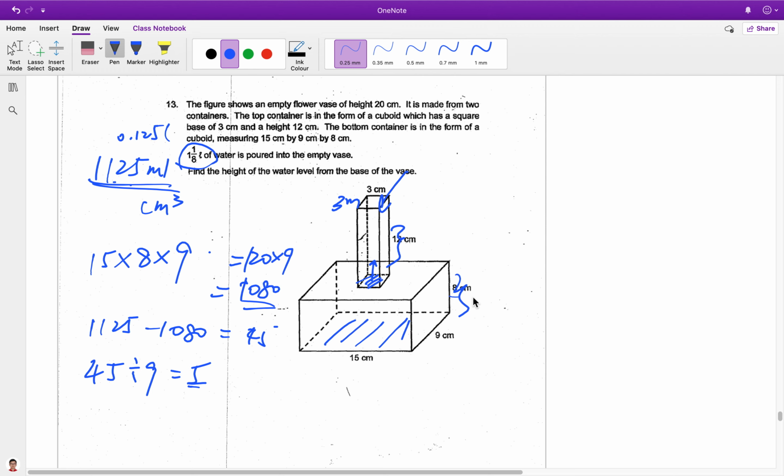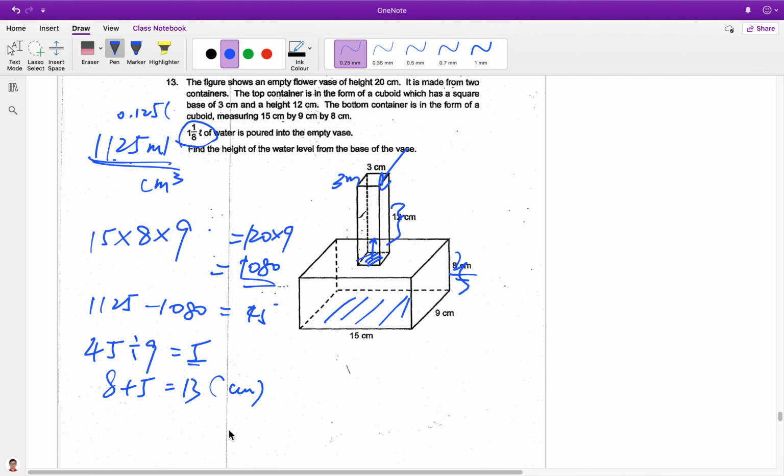So the water will go up another 5 centimeters. Here we see the height is already 8 centimeters, we filled this one, so 8 plus 5 equals 13 centimeters. Sometimes if the total volume is less than this one, we know that it didn't fill. So what we do is we use volume divided by the base area, then we can calculate the height there.